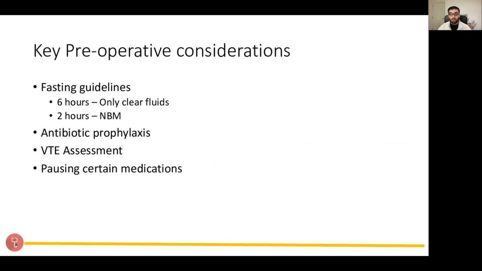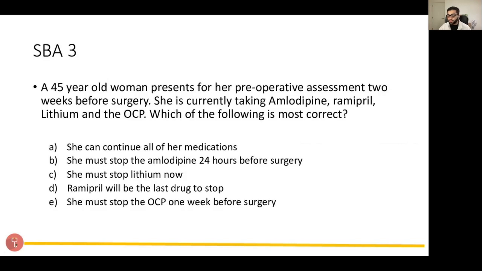It's also important to pause certain medications before surgery, and there are a couple of different principles that you need to know in order to know what to pause and when. So let's try the following SBA, and then we'll go through those principles together.